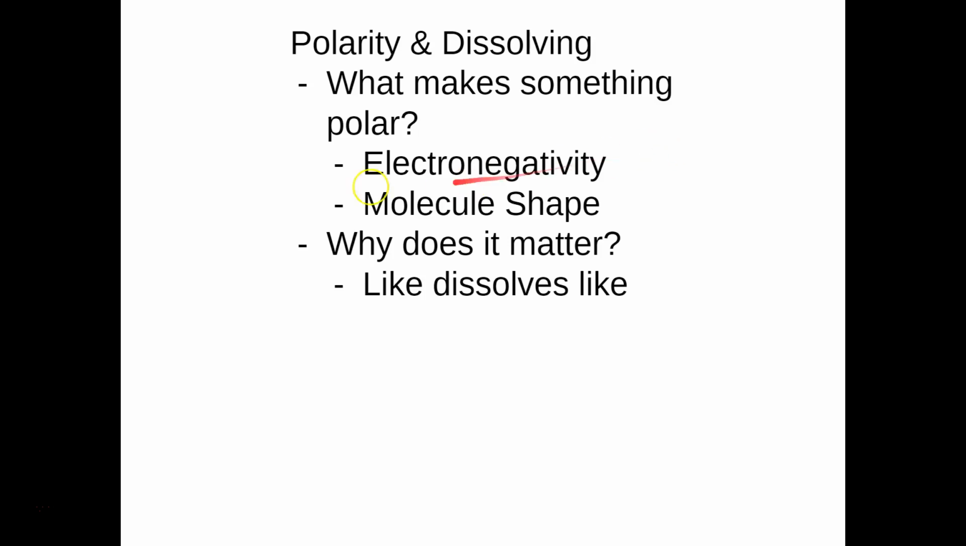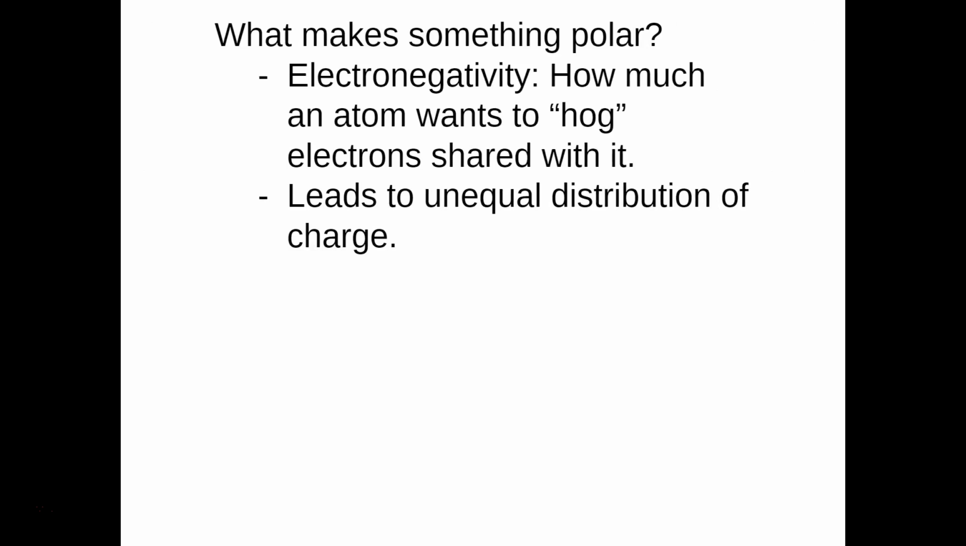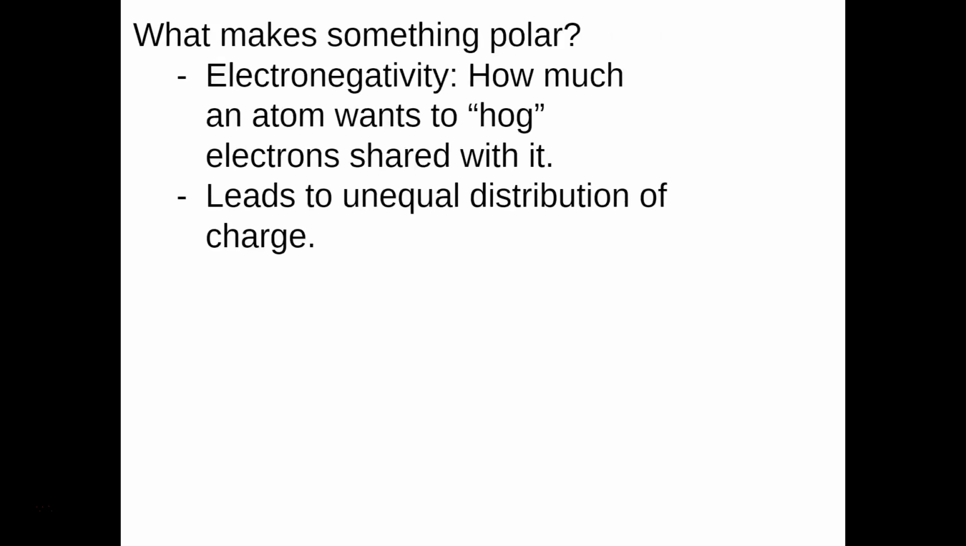Well, as we talked about in lab, electronegativity is the atom's desire to pull electrons toward it. Or how much an atom wants to hog the electrons that maybe another atom is sharing with it. So this leads to an unequal distribution of charge. When you have one atom that's hogging all of the electrons to itself, it's going to be more negative than the other atoms because it has more electrons. It has more of those negative charges.